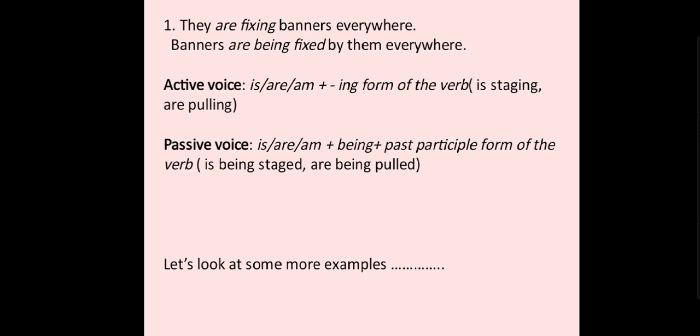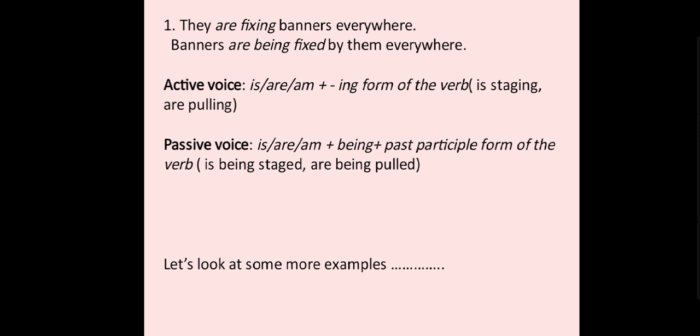Now let's see the passive voice key. Is/am/are plus being plus past participle form of the verb, that we can call V3. Here examples are given: is being staged, are being pulled, right? Now look at our answer. We know very well that we take the object first in place of the subject. So here banners will come first. According to banners we will use "are" again. So banners are plus being plus V3 of fix, fixed, okay, and "by them" is written.